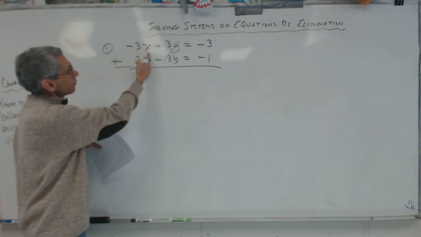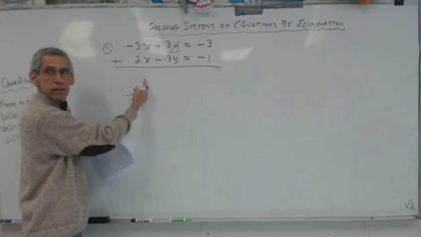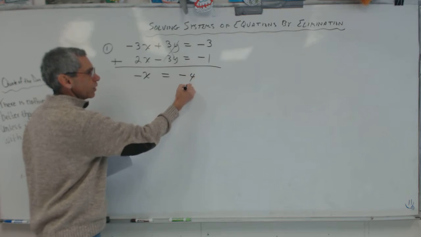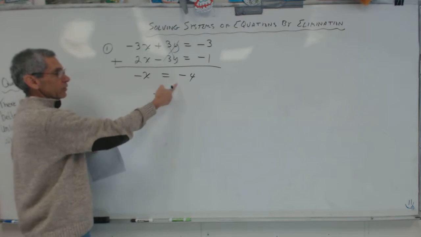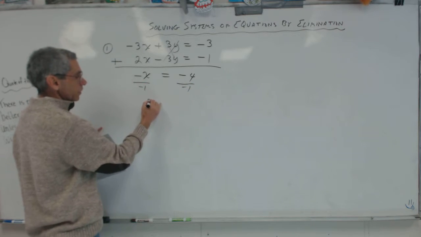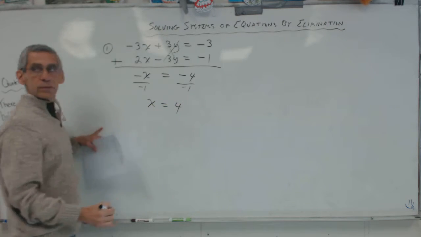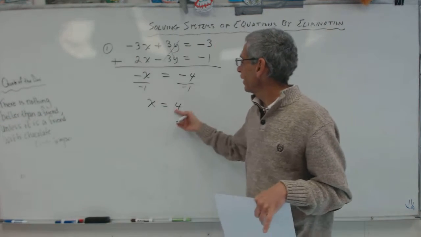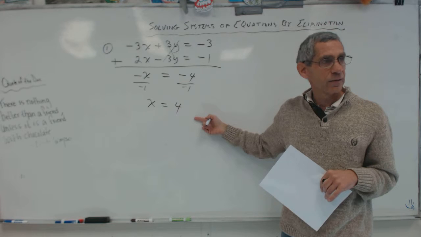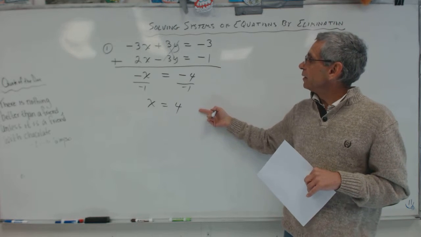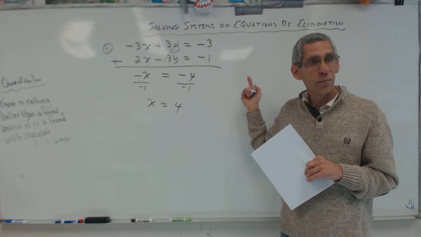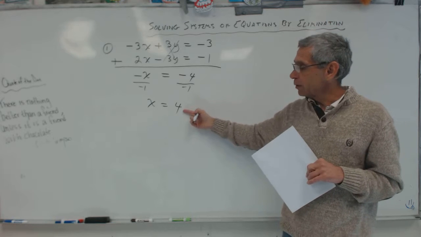So I have -3x plus 2x. What would that give me? -x. And then equals -4. And then what would I do to turn them both positive? Divide by a -1, right? So that gives me +x is equal to +4. Okay? Look at that. In one move, I just found my x. Pretty fancy, right? Pretty awesome, pretty magical, I think. And much easier in this case than the substitution method would have been. Much, much easier.